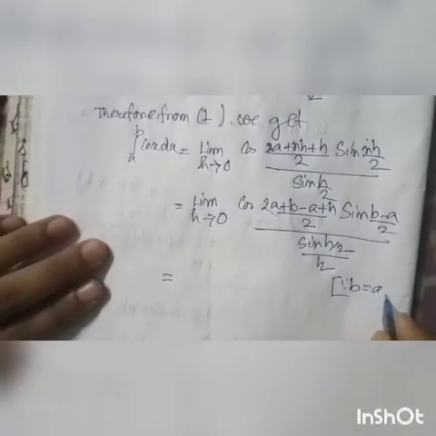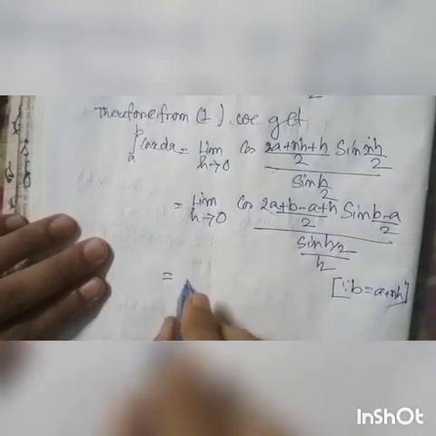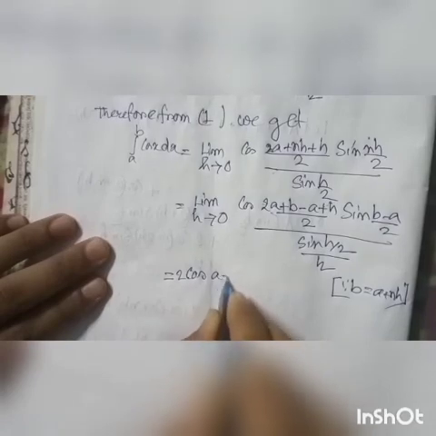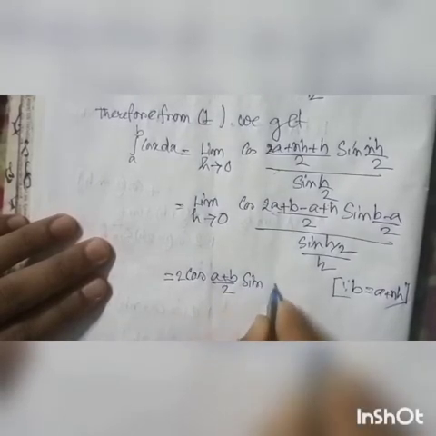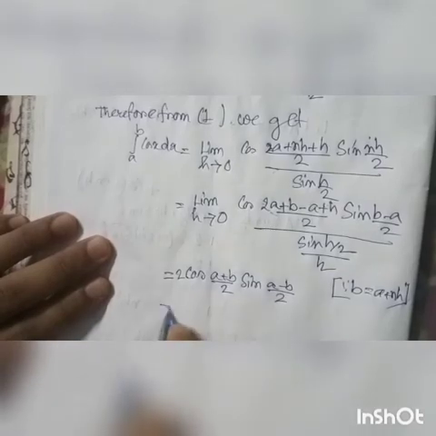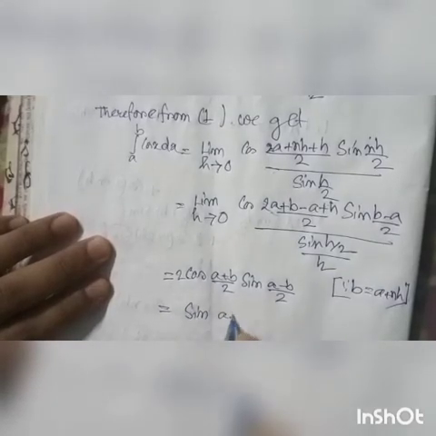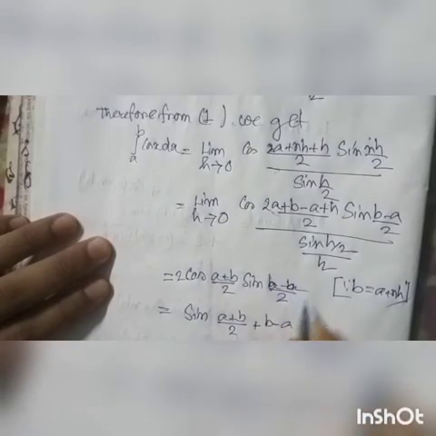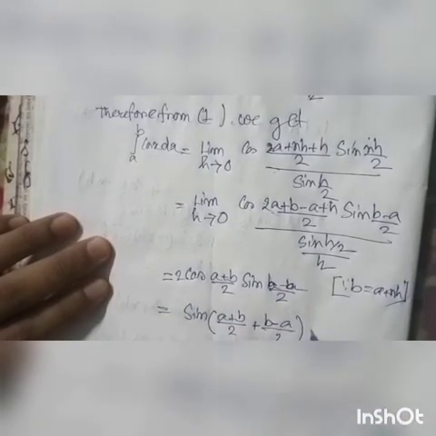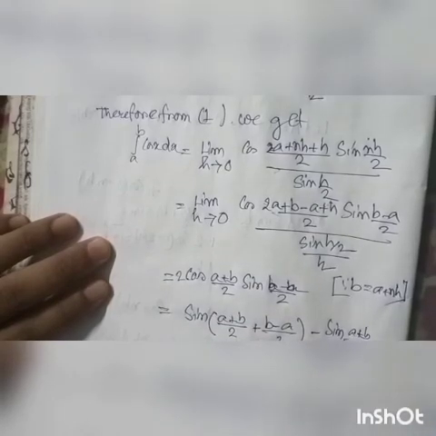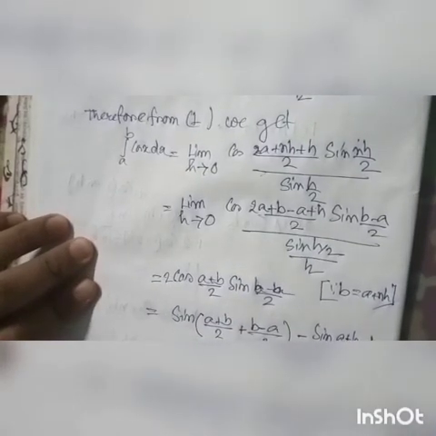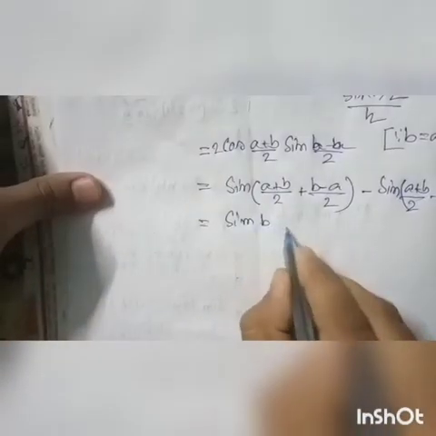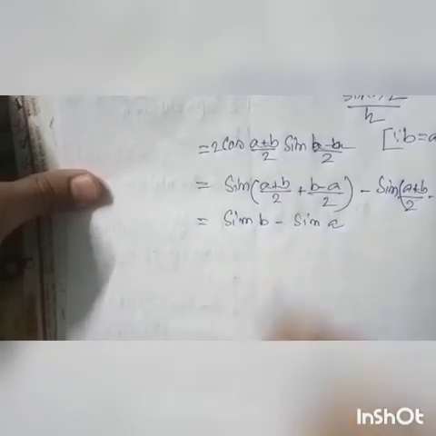b equal to a plus nh, equal to 2 cos((a+b)/2) sin((b-a)/2), equal to sin((a+b)/2 + (b-a)/2) minus sin((a+b)/2 - (b-a)/2), equal to sin b minus sin a.